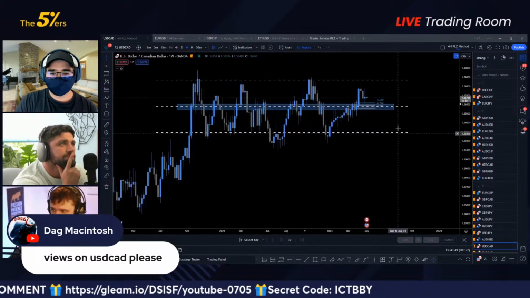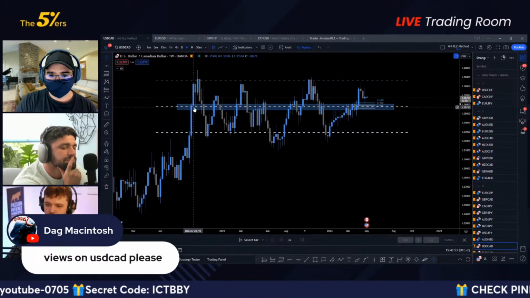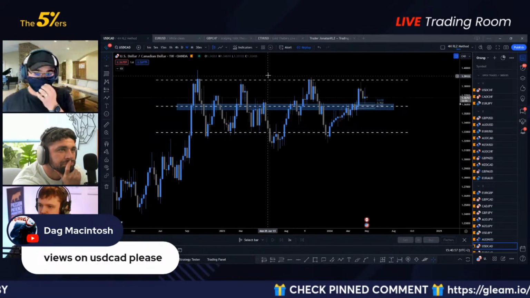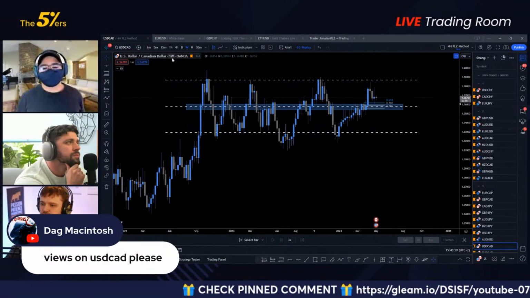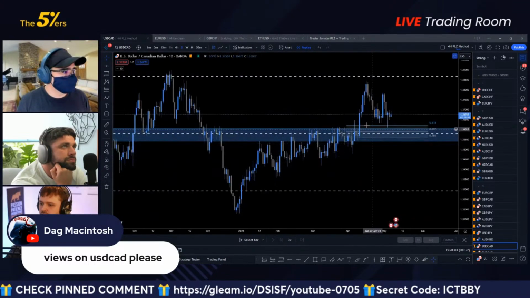So obviously this is on the weekly. We can see that USD CAD is in a high time frame range. It's been in this range since September 2022. It's got quite clear levels on the weekly. These levels are also very clear on the daily.